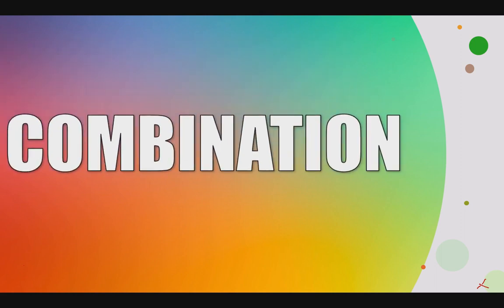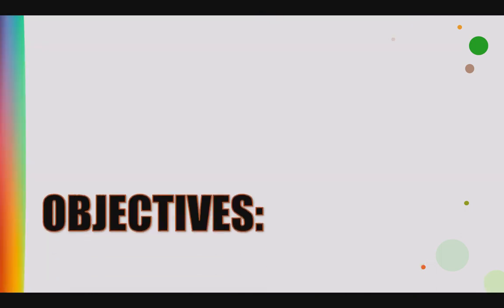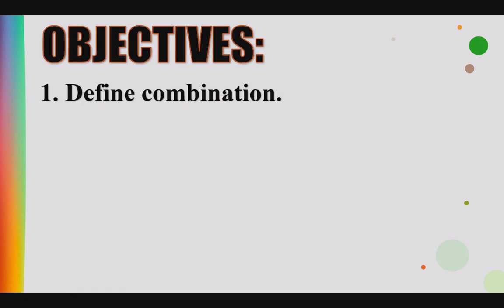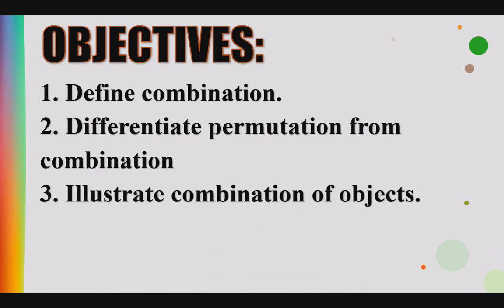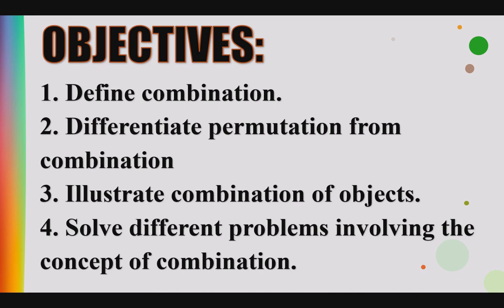Today's topic is combination. Our learning objectives are: number 1, define combination. Number 2, differentiate permutation from combination. Number 3, illustrate combination of objects. And number 4, solve different problems involving the concept of combination.